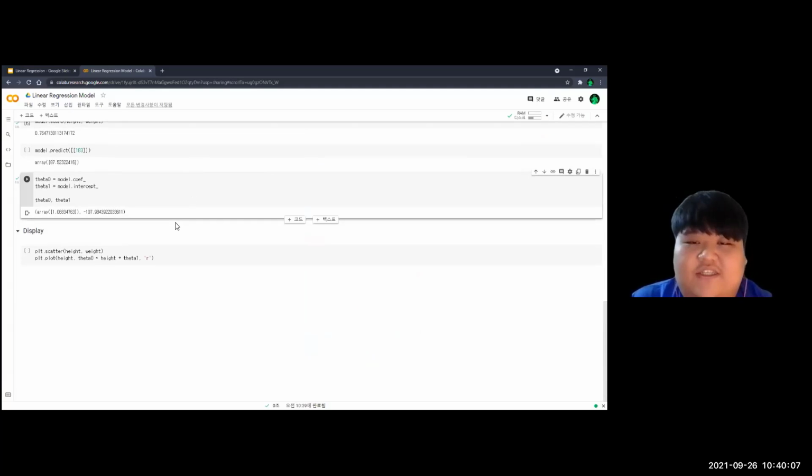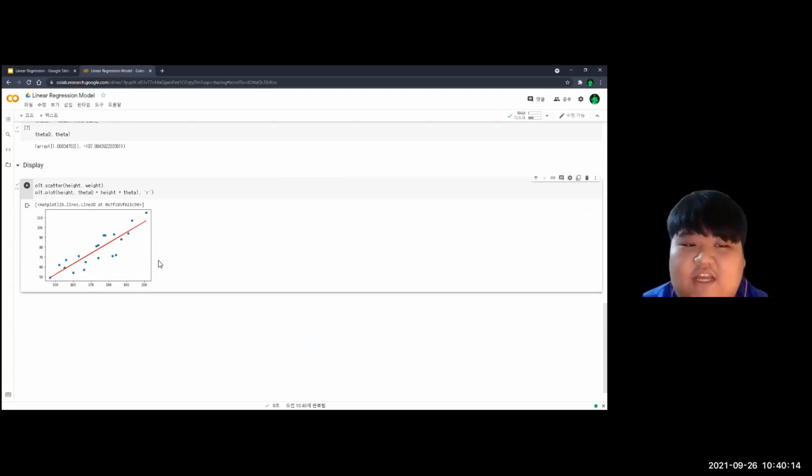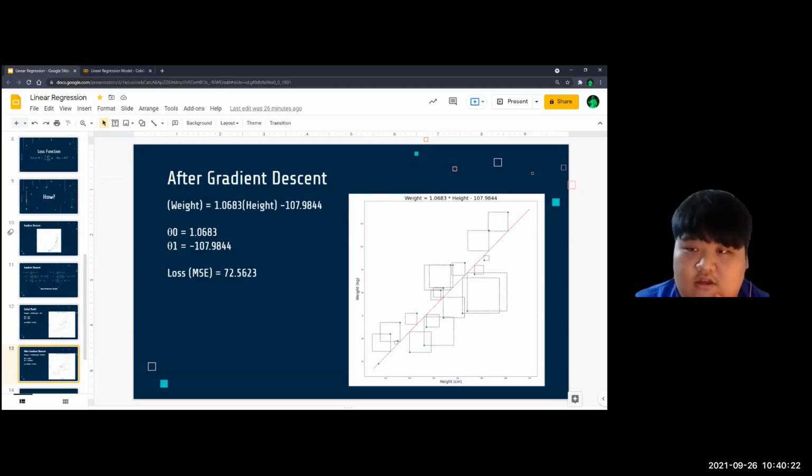And now let's just display it. Let's see how it looks. So this is how we do the linear regression model process with the scatter plot and the data. Here we go back. And then that was all.